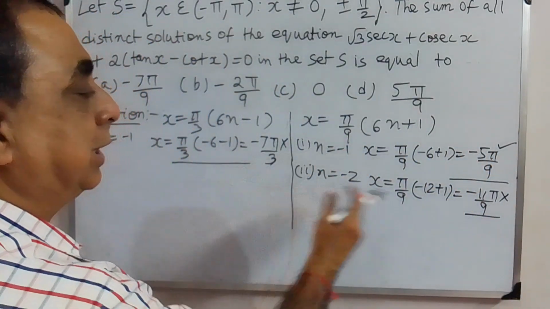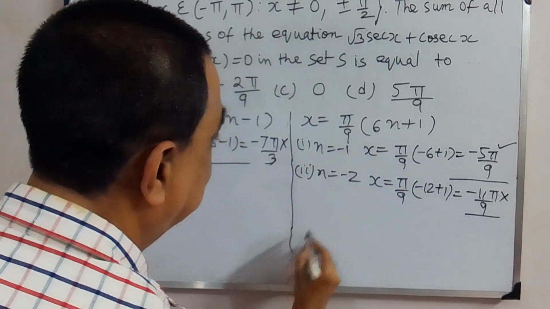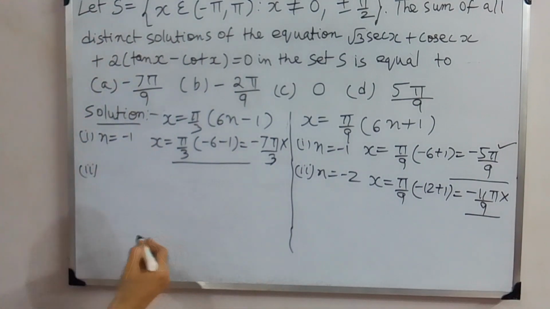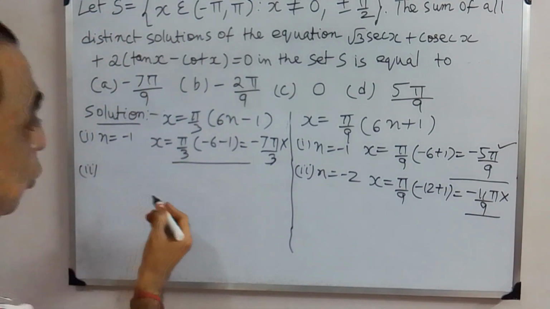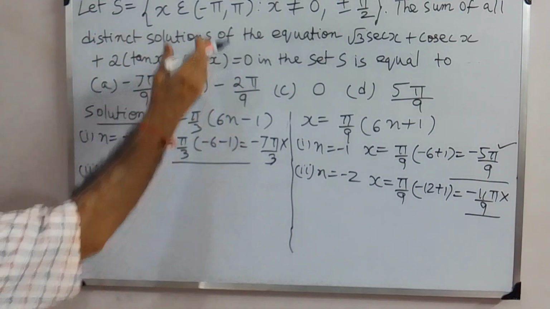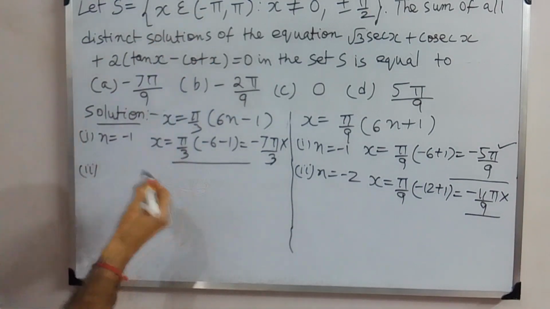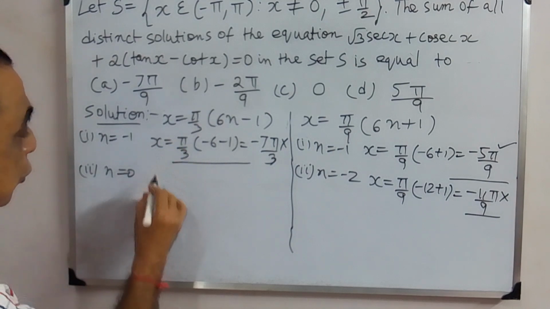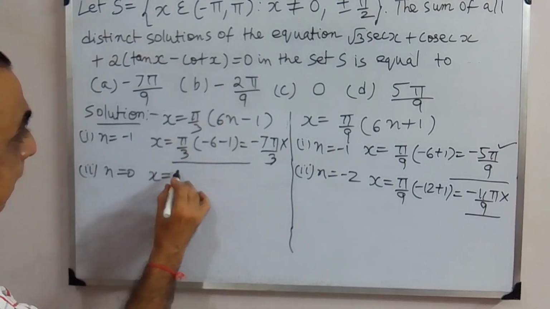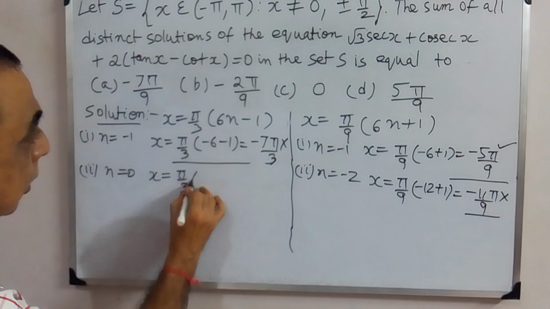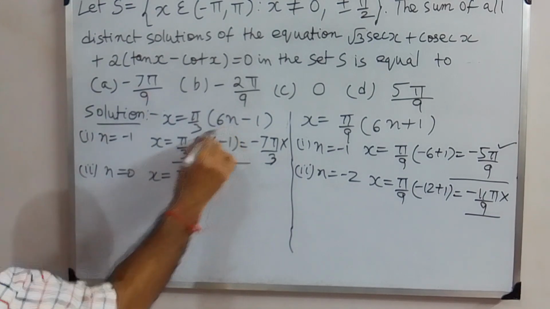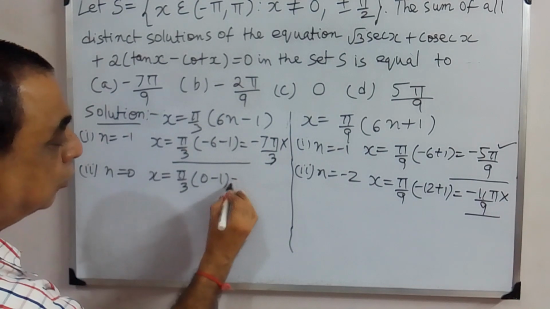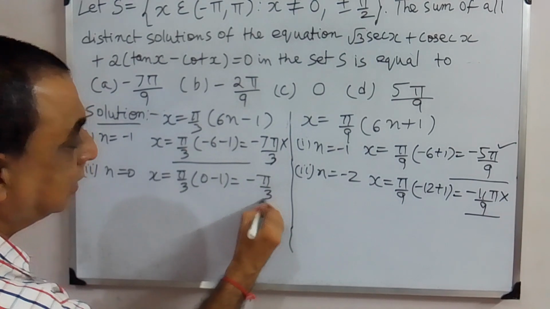No need of checking for minus 3, because for minus 2 we are getting a smaller value, so minus 3 will be even smaller. So I will check for n equal to 0. So here n is equal to 0. So what value of x am I getting? Here pi by 3, and n I am putting 0. So 6 into 0 will be 0, minus 1. So this is minus pi by 3.